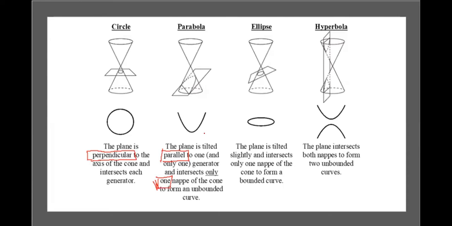Pero isa lang. Now, yung for the ellipse naman, kasi si circle is almost identical to an ellipse. It's just that it's a bit elongated. The plane is tilted slightly and intersects only one nap of the cone to form a bounded curve. So, sa case na to, kung si circle dapat daw ay perpendicular, meaning to say, 90 degrees, si ellipse, pwede kang magbaba kay 90. Okay? Hindi siya aabot ng 90.